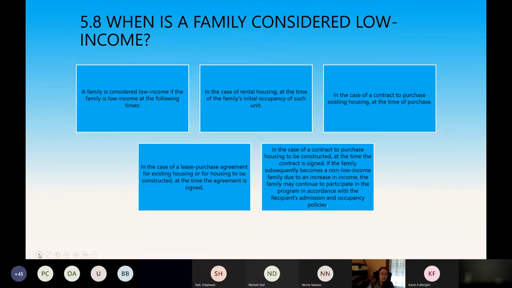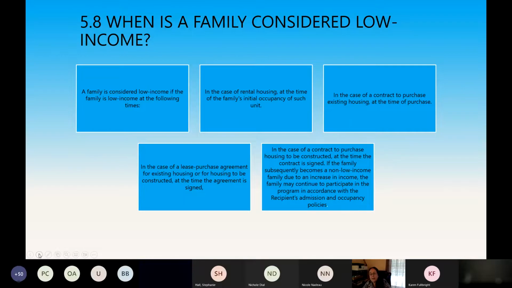A family is considered low income if they're low income at the following times. In the case of rental housing, when they are initially occupying that unit. That's why it's so important that if you pre-qualify them, yep, you're eligible for our programs, yep, you're on the waiting list, if that information is more than 30 days old, recalculate it all again, because you have to keep proof of eligibility on admission, okay?